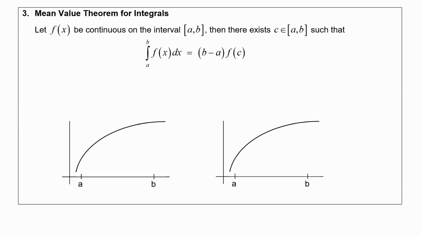Now let's make sure we understand what this means. Take a look at this graph of f of x here. We have the same picture for both of these. Now this integral here from a to b of f of x dx would give us the area under f of x on the interval a to b. So we know that that would be shading in this area.